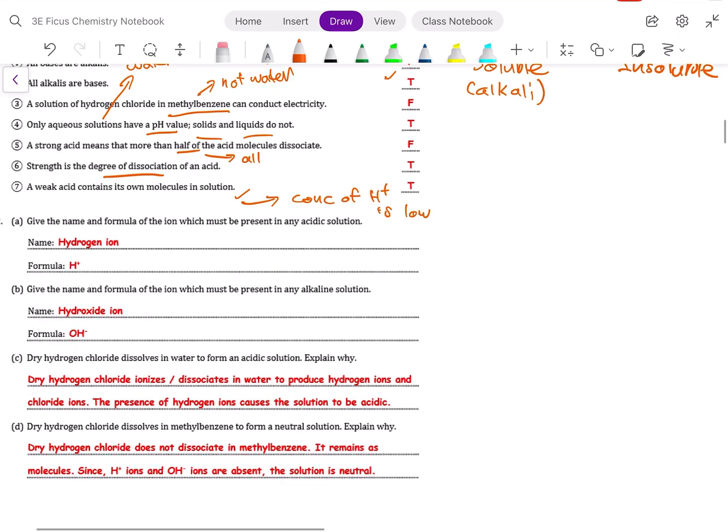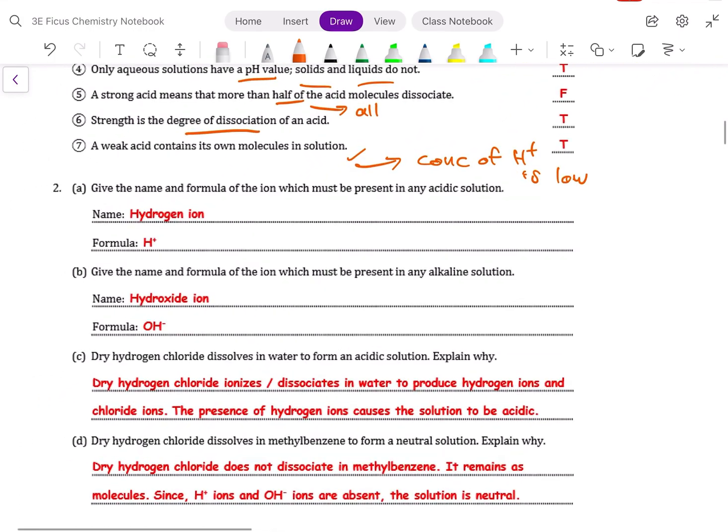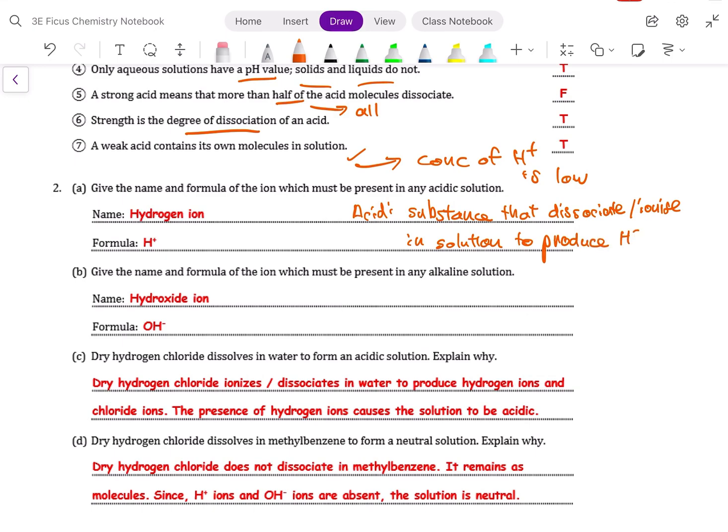All right. Let's look at question number 2. Give the name and formula of the ion which must be present in any acidic solution. Remember, the definition of an acid is a substance that dissociates in water, or ionizes, they mean the same thing, in solution to produce H plus ions. So that's the very definition of an acid. It must have hydrogen ions, H plus ions. The formula is this, the name is this.